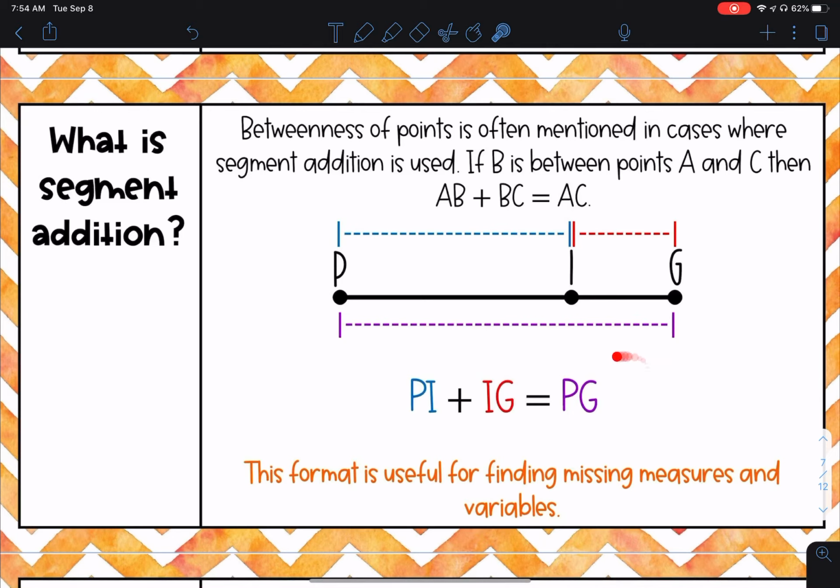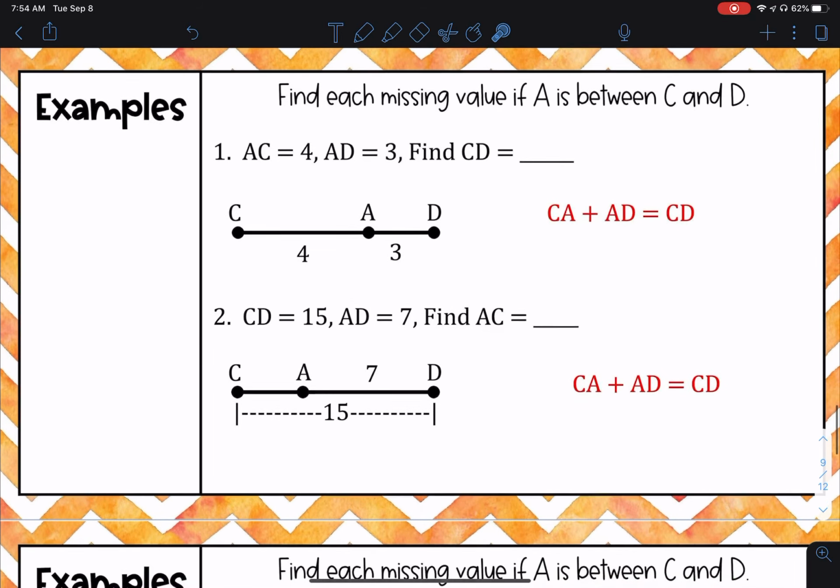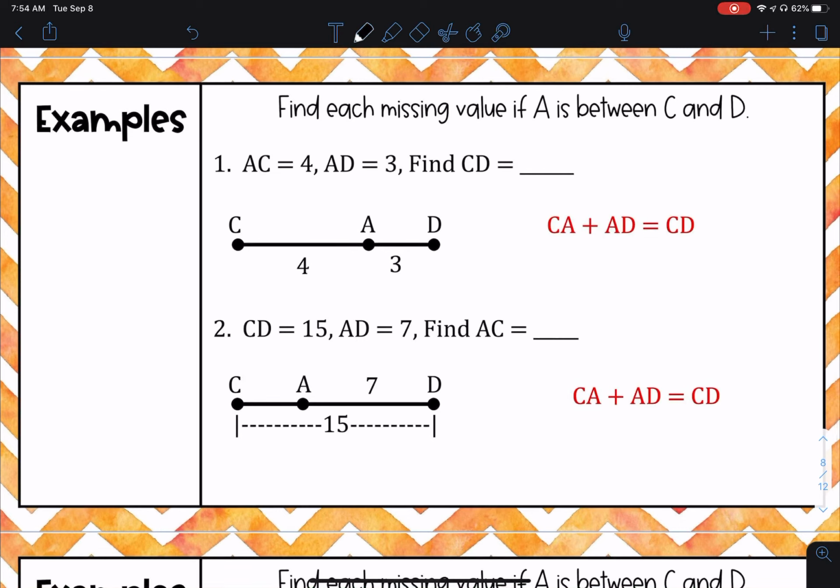And we can represent that with letters. So from P to I plus I to G would be equal to P all the way to G. And you can make it look like that. Hopefully that kind of makes sense for you. This format is useful for finding missing measures and variables. Let's see how this really works out.